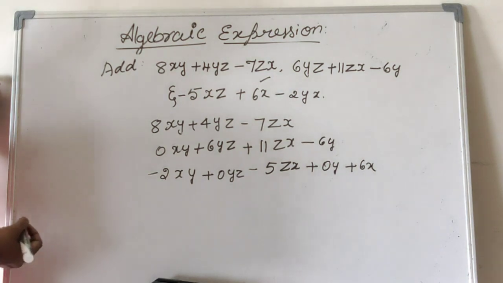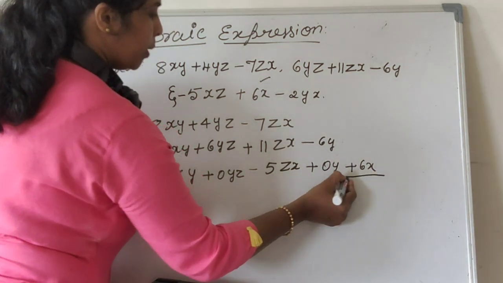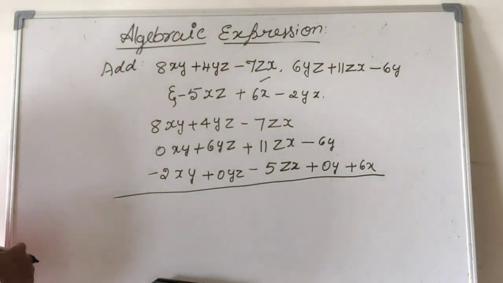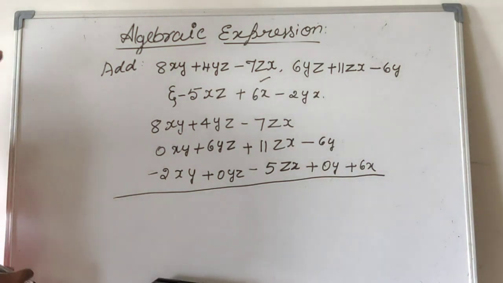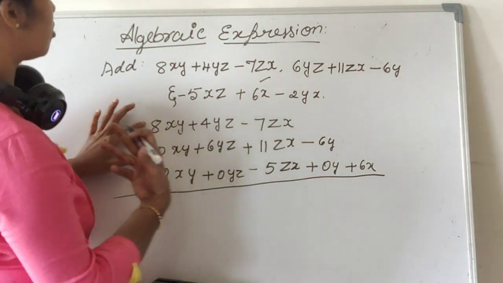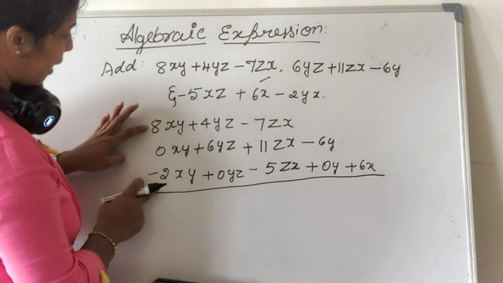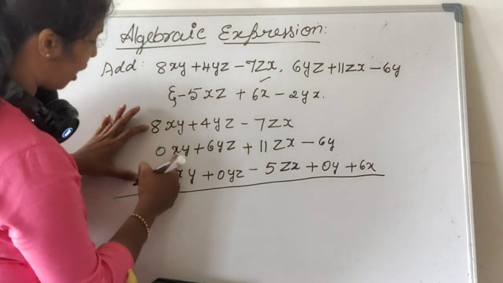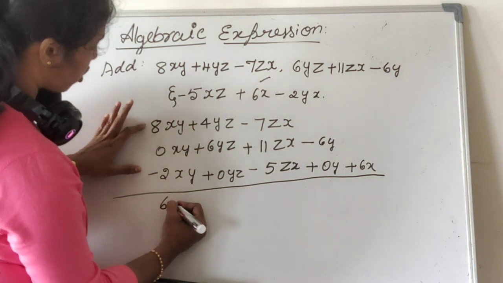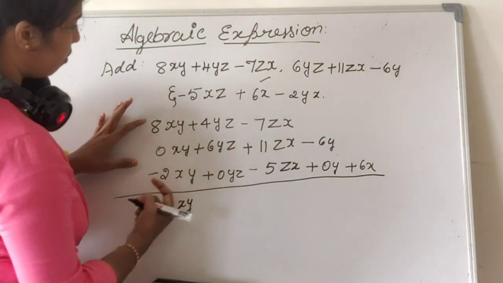6x. See. This much you have to do. But be careful while solving the problems. Don't miss any terms. Okay. Now start from that side or this will be very okay. 8 minus 2. 6. See, xy. 6, it is positive. So plus 6xy. Plus 10.